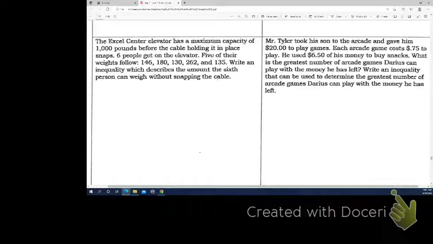But the Excel Center elevator has a maximum capacity of 1,000 pounds before the cable holding it in place snaps. Well, it sounds kind of grim, doesn't it? If 6 people get on the elevator, and this is the first 5 people's weights, we're going to write an inequality to find out how much the 6th person could weigh without snapping the cable.